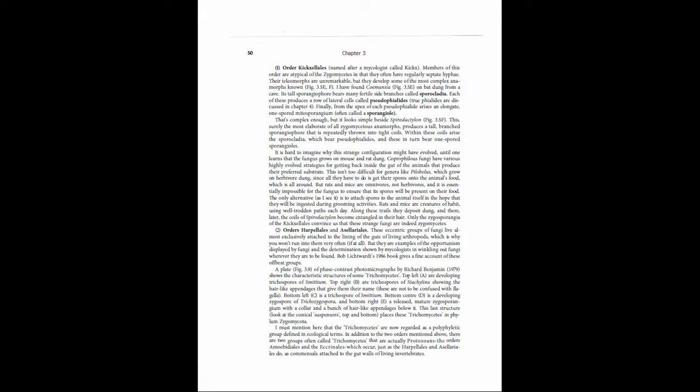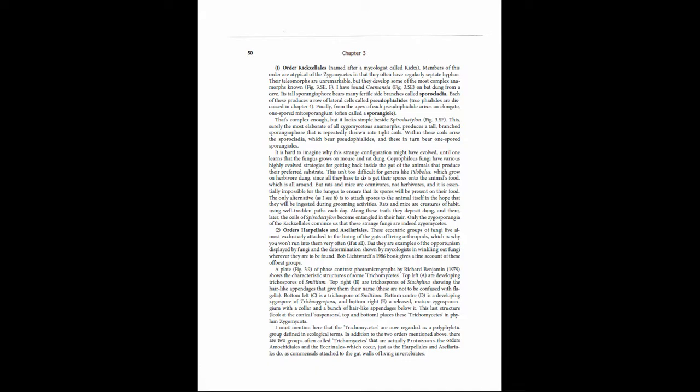This, surely the most elaborate of all zygomycete anamorphs, produces a tall, branched sporangiophore that is repeatedly thrown into tight coils. Within these coils arise the sporocladia, which bear pseudophialides, and these in turn bear one-spored sporangioles. It is hard to imagine why this strange configuration might have evolved, until one learns that the fungus grows on mouse and rat dung. Coprophilous fungi have various highly evolved strategies for getting back inside the gut of the animals that produce their preferred substrate.